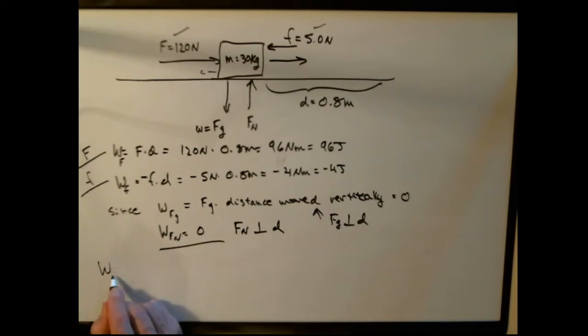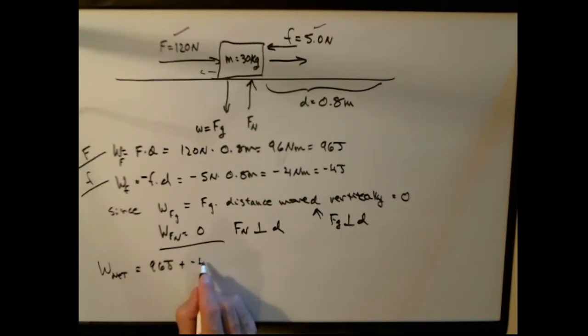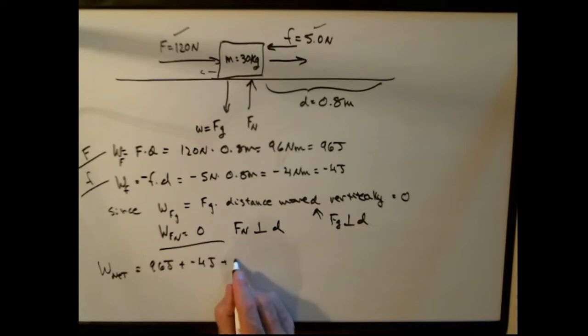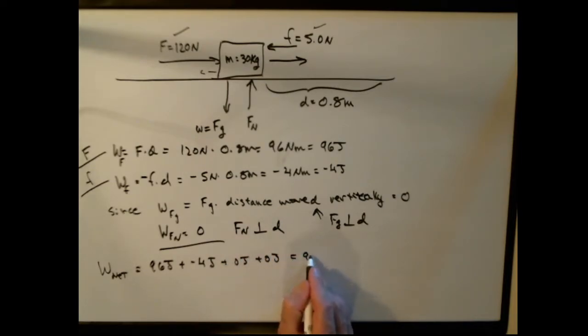And so now we can say, look, the net work is the sum of all the works, right? It's 96 joules plus -4 joules plus 0 joules plus 0 joules, which is 92 joules. So that's the net work done.